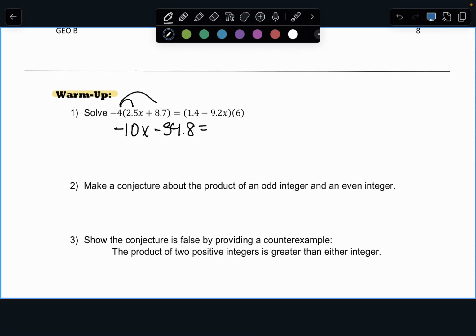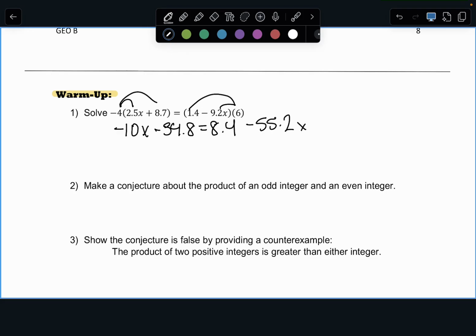On the right-hand side, what should I do with this 6? It looks a little weird. Don't leave it alone. Distribute. But you're distributing it almost in reverse. It's just in a different order. It's just going to be moved into the other set of parentheses. So 6 times 1.4 is 8.4. And 6 times 9.2 is 55.2. So here's what we get: -10x minus 34.8 equal to 8.4 minus 55.2x.